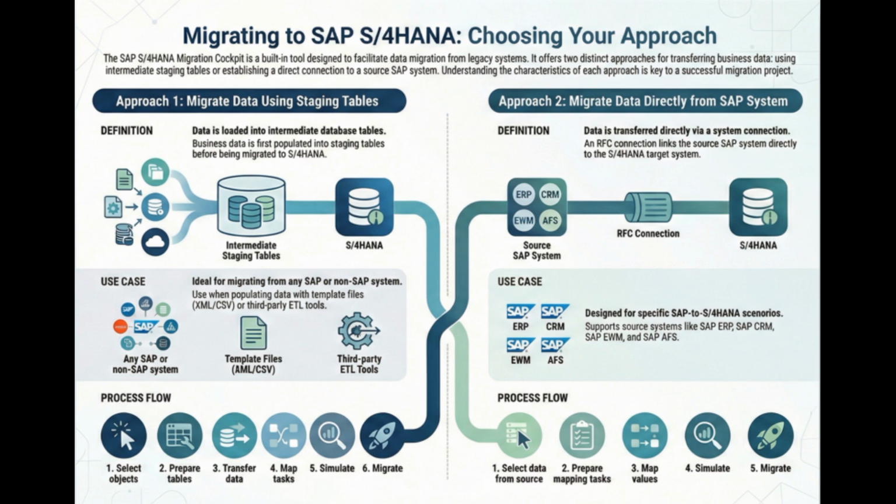And what's that? You absolutely have to have the DMIS add-on. That's the Data Migration and Information Service installed in your source system. It's the layer that handles the data extraction. Without it, the communication is blocked. The cockpit just can't pull the data.